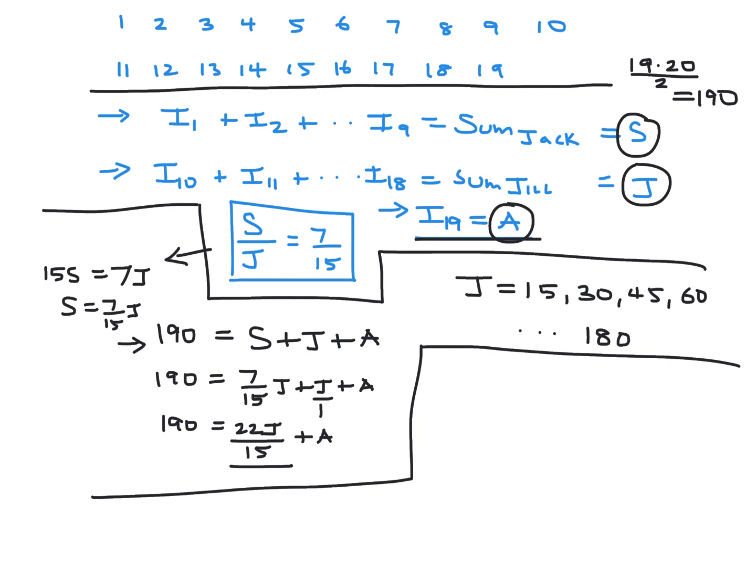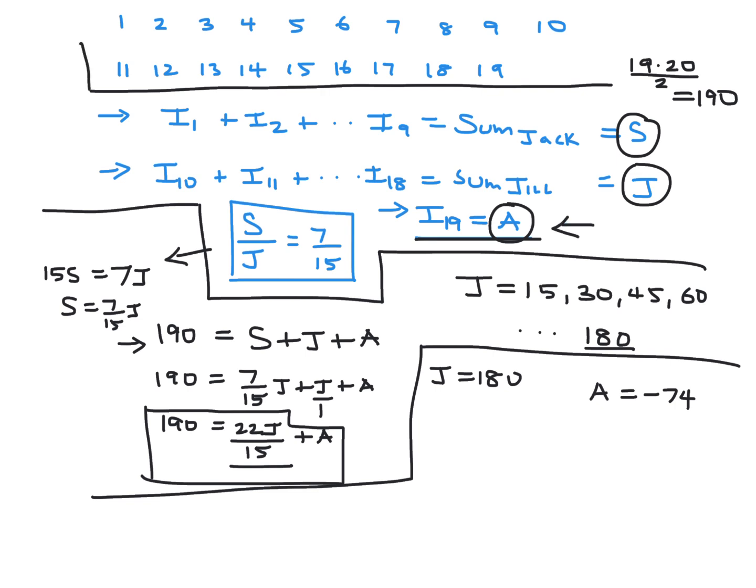So which way should I go? Should I start with the small one and go up, or start with the big one and go down? Let's start with the big one and go down. So let's start with 180. If J equals 180, I'm plugging J into this formula to solve for A. I will get A equals negative 74. I'll let you do the math, it's fairly straightforward. Okay, that's no good because A has to be a positive integer, and it's got to be one of those integers, 1 through 19.